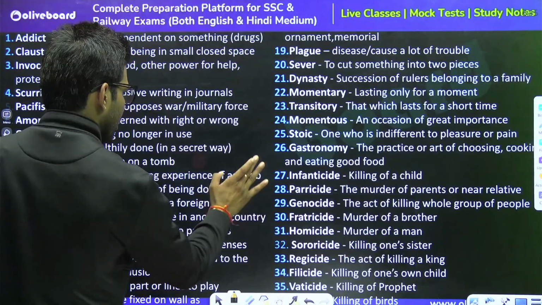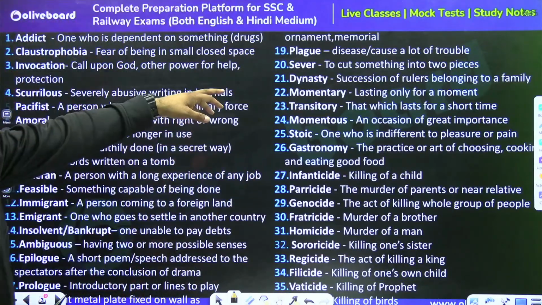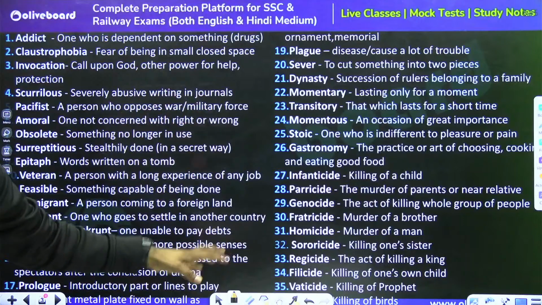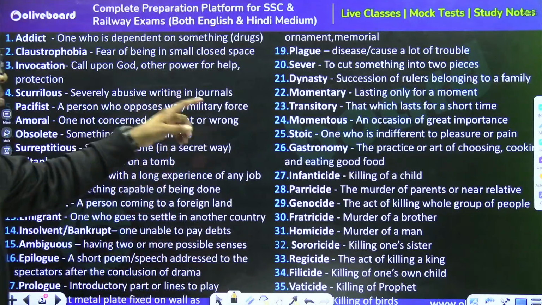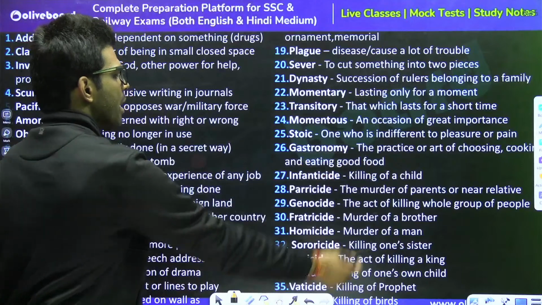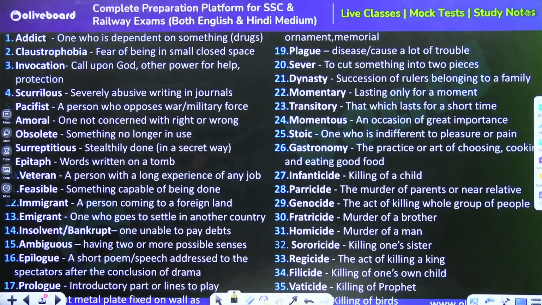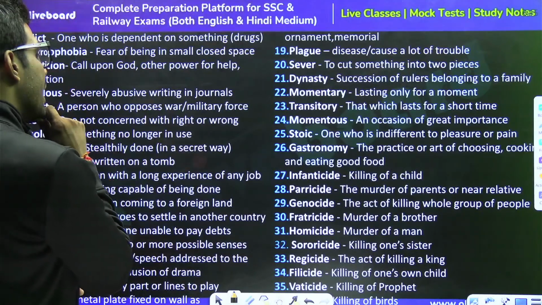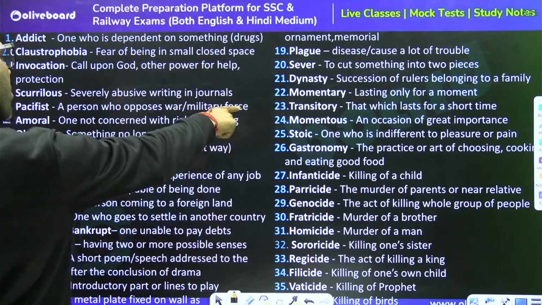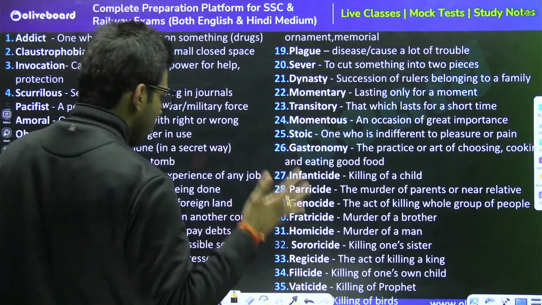Okay, no problem. Momentary is lasting for a very short time, so we can also say not that important. But momentous is actually OUS, the adjective form, full of. That means full of memories, full of moments. I remember I was there in Delhi that day and something happened of great importance: momentous. Today is also a momentous day.